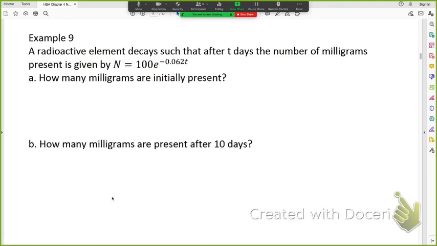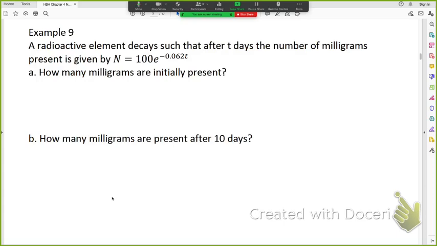All right, last example here. When it says initially present, what does that mean? In the beginning. So I plug in what? Zero. How many are present after 10 days? Plug in 10. This one doesn't say what to round to, so if it does not say, go with 2 decimal places. So the answer to A is 100? Yes. If you remember that the 0 power is going to make that entire e to everything change to 1, then you just know that it's going to be 100 milligrams.